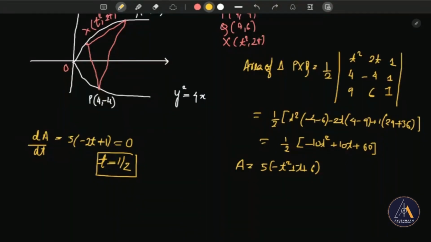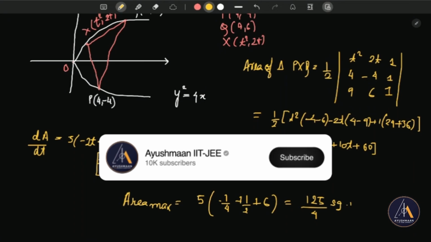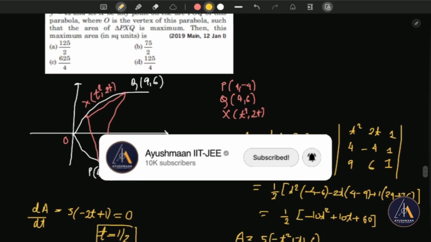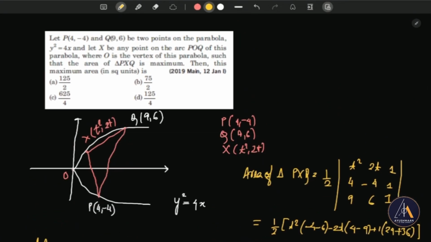Maximum area will be A max equals 5 times (−1/4 + 1/2 + 6) when t is half. This is 125/4 square units. Now looking at the options, 125/4 is option D. So D is the correct answer to this question.